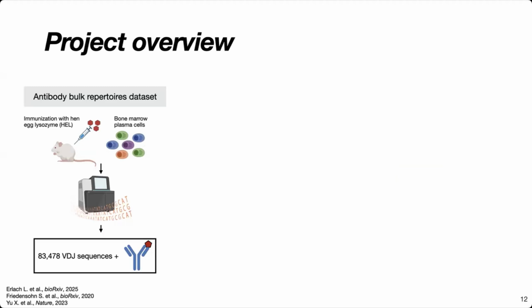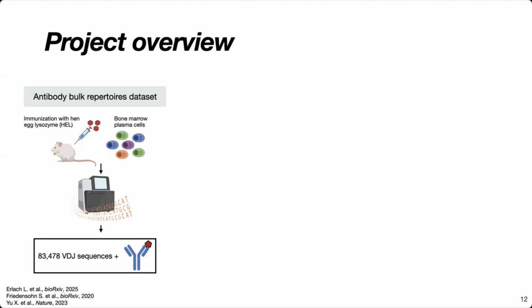So to generate such an affinity data set in this project, I worked with immune repertoire or antibody repertoire data that was generated by some colleagues or former colleagues in our lab. They immunized animals with a model antigen, hen lysozyme, short HEL, and they sequenced the bone marrow plasma cells, which yielded a data set of 83,000 VDJ sequences.